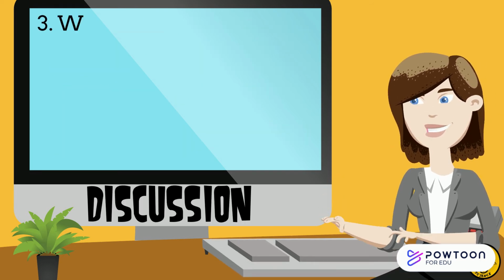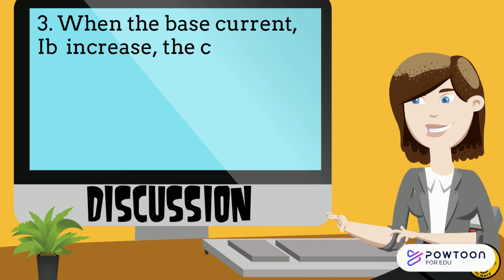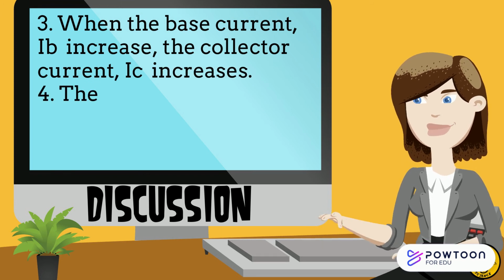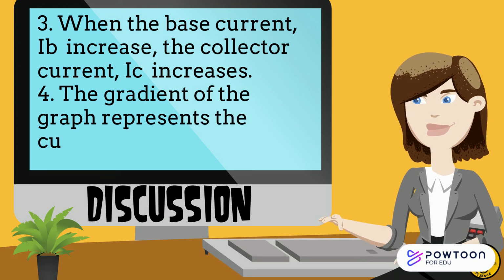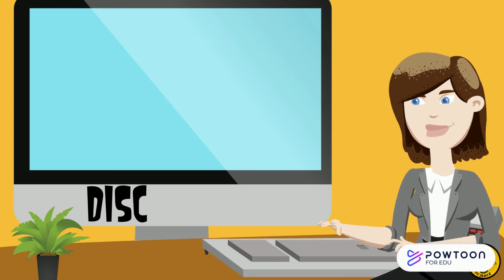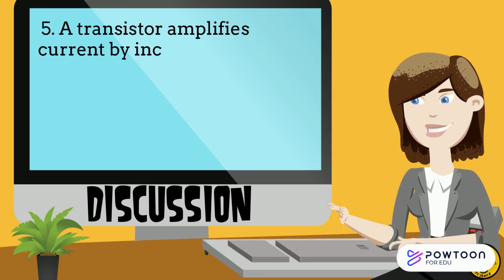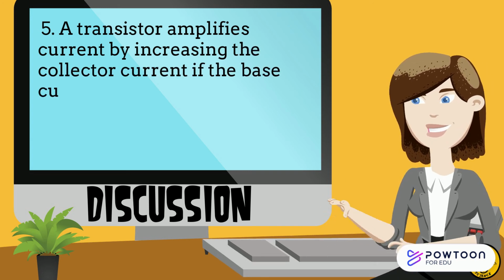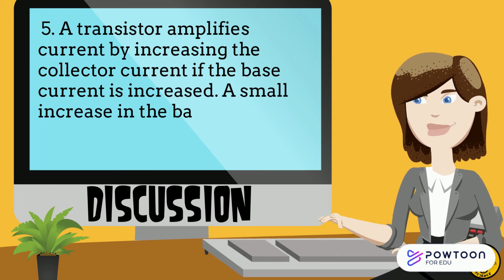When the base current IB increases, the collector current IC increases. The gradient of the graph represents the current amplification. A transistor amplifies current by increasing the collector current if the base current is increased. A small increase in the base current IB results in a big increase in the collector current IC.